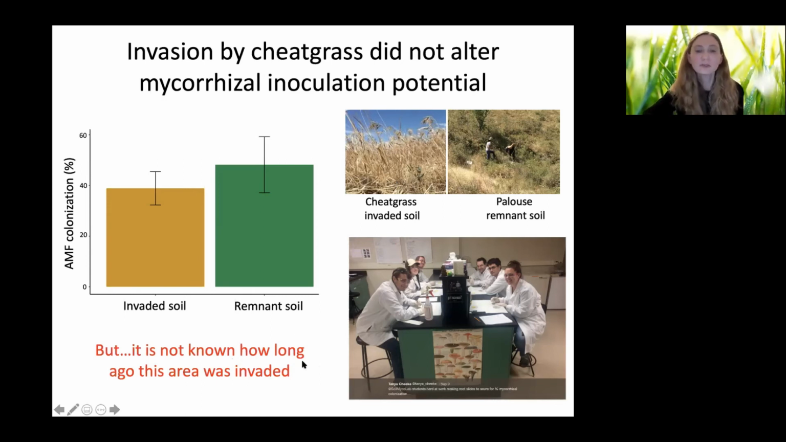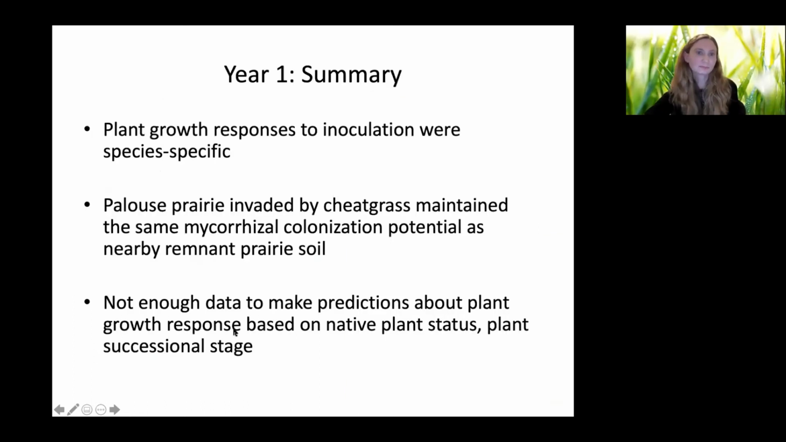So I have two new PhD students who joined the lab this year who are interested in collecting samples in more areas throughout the Palouse Prairie bioregion to see really what's going on here with the cheatgrass, if this is really consistent or whether we'll see variation in results if they collect more samples.